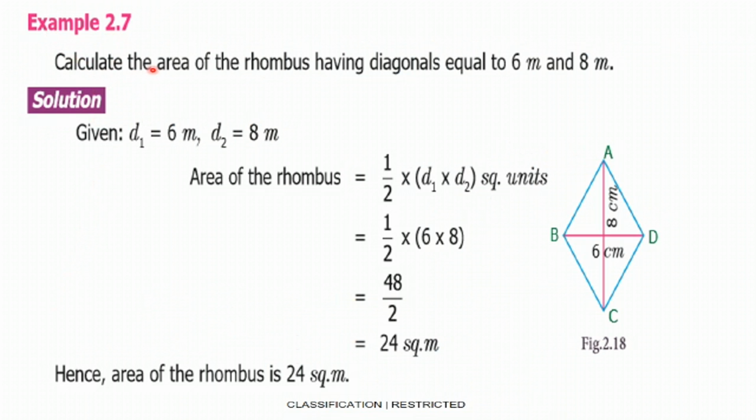Next, we have to find out the area of a rhombus given diagonals D1 and D2. D1 equals 6 meter, D2 equals 8 meter. So the formula: area of the rhombus equals half into D1 into D2 square units, that is half into 6 into 8. So multiply or cancel, no problem. 6 into 8, 48 by 2, you get 24 square meter. Therefore area of the rhombus equals 24 square meter.